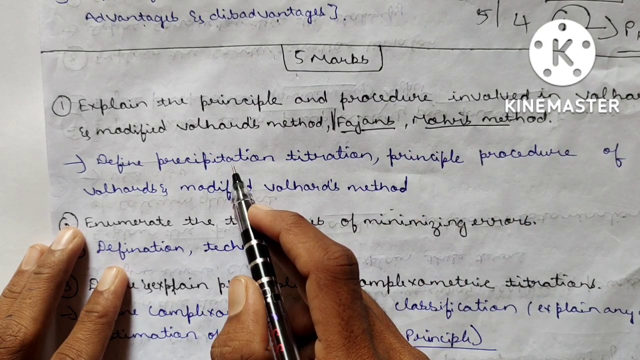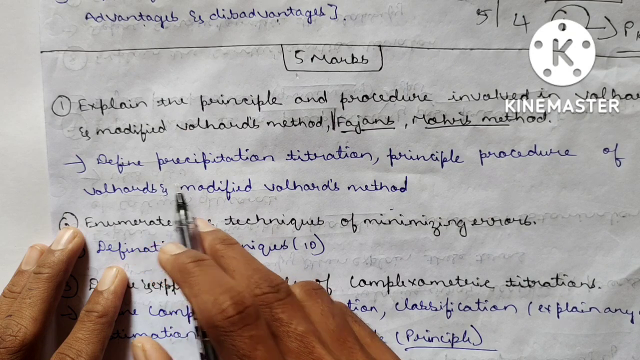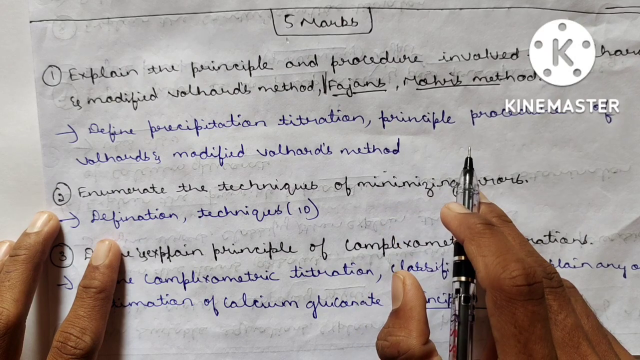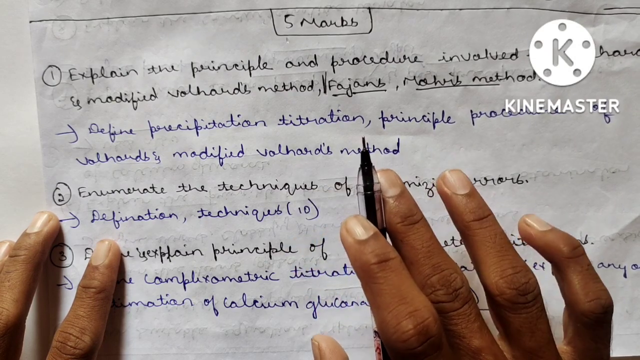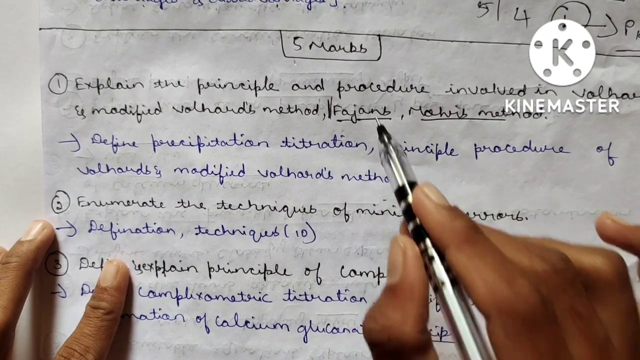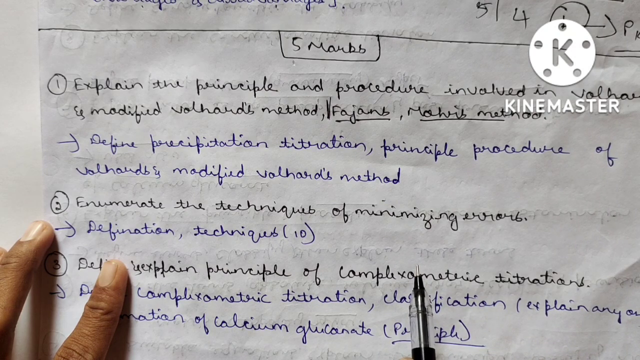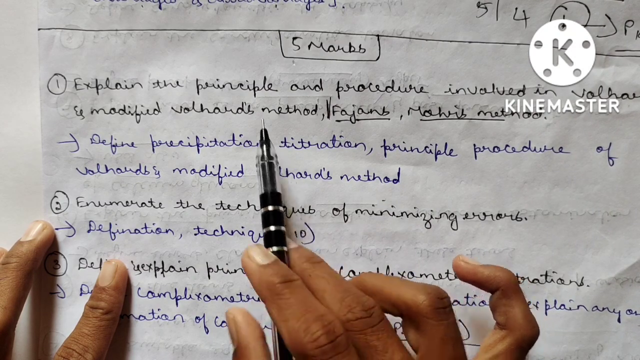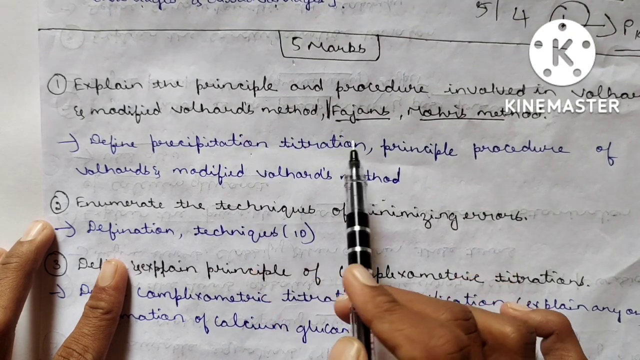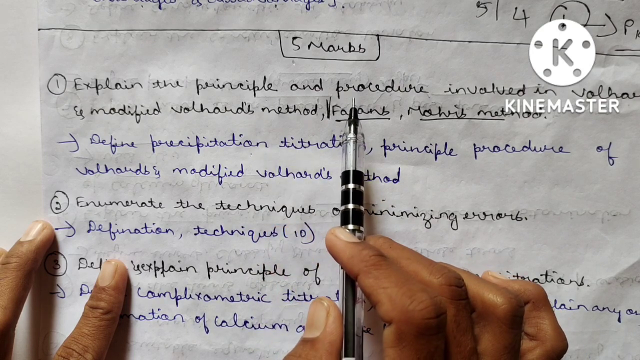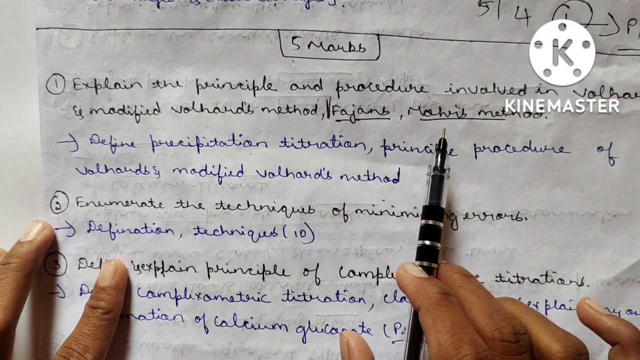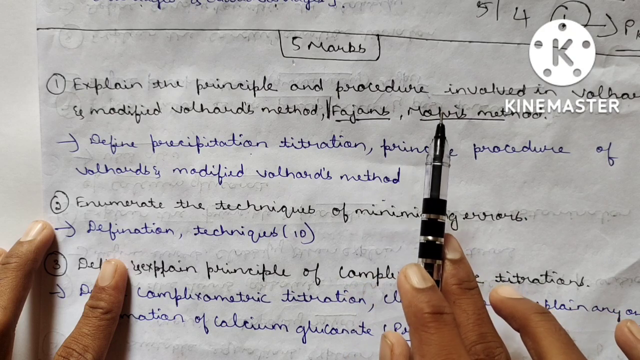For Volhard's or modified Volhard's, first define precipitation titration. Then go for the principle and procedure of Volhard's and modified Volhard's method. If you write this, you will get 5 marks. If they ask you to write the Fajans method, it is the same: write what precipitation titration is, even though it is not asked. Then write the Fajans principle. Then the procedure and reaction are also very important. Keep this in mind. If they ask the Mohr method, you write the same: principle, reaction, procedure, everything.